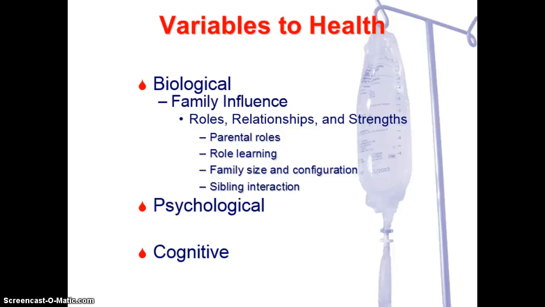Consanguineous is actually a blood relationship. Affinal is marital relationships. Family of origin is the family unit that you are born into.